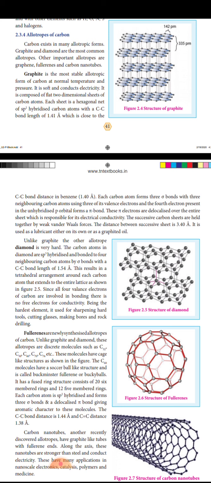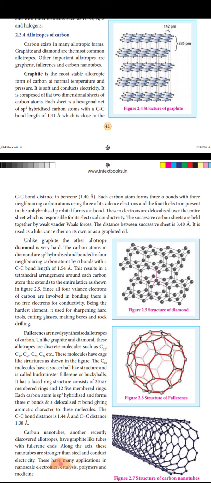It has a fused ring structure, consisting of 20 six-membered rings and 12 five-membered rings. Each carbon atom is sp2 hybridized and forms 3 sigma bonds and a delocalized pi bond giving aromatic character to these molecules. The carbon-carbon single bond distance is 1.44 angstrom and the C double bond C distance is 1.38 angstrom.